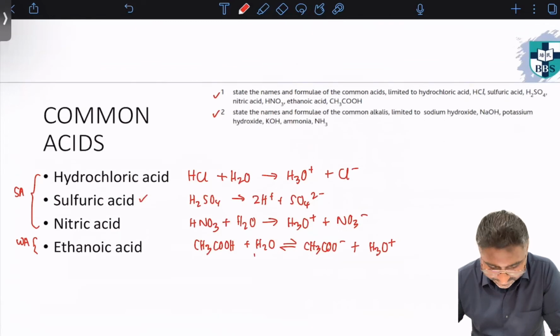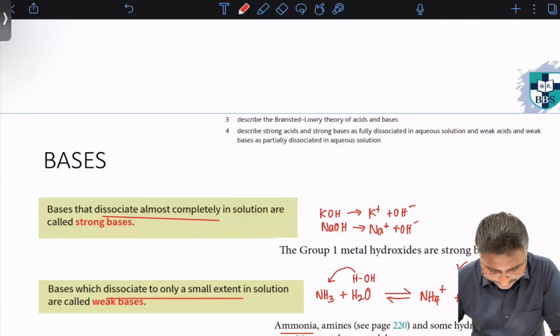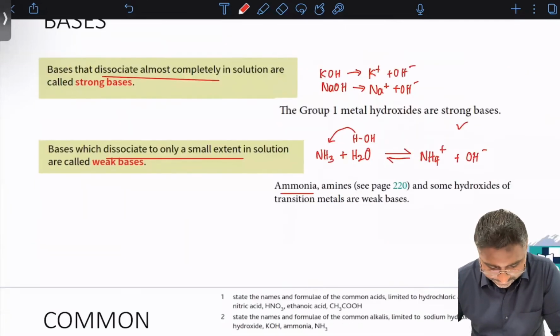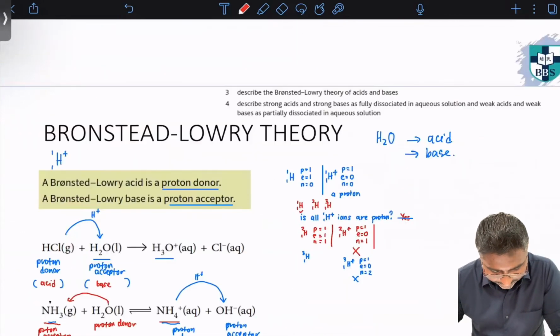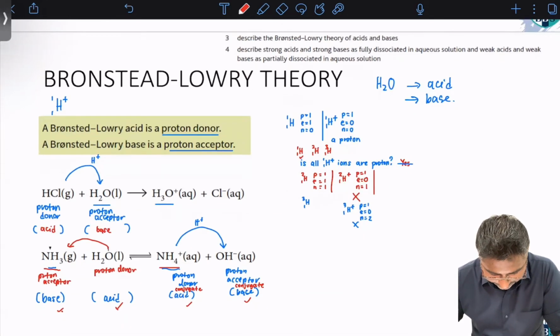There are two types of acids: strong and weak acids. And there are two types of bases also, strong and weak. I taught you about what is a base, what is an alkali. Okay, what else did you learn? From Brønsted-Lowry theory, where an acid is the proton donor and the base is the proton acceptor. Okay.